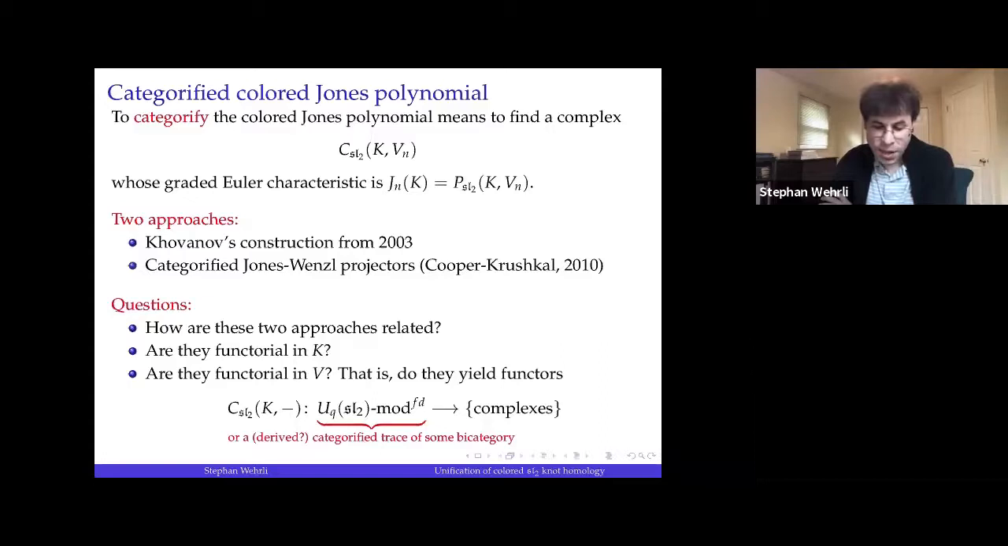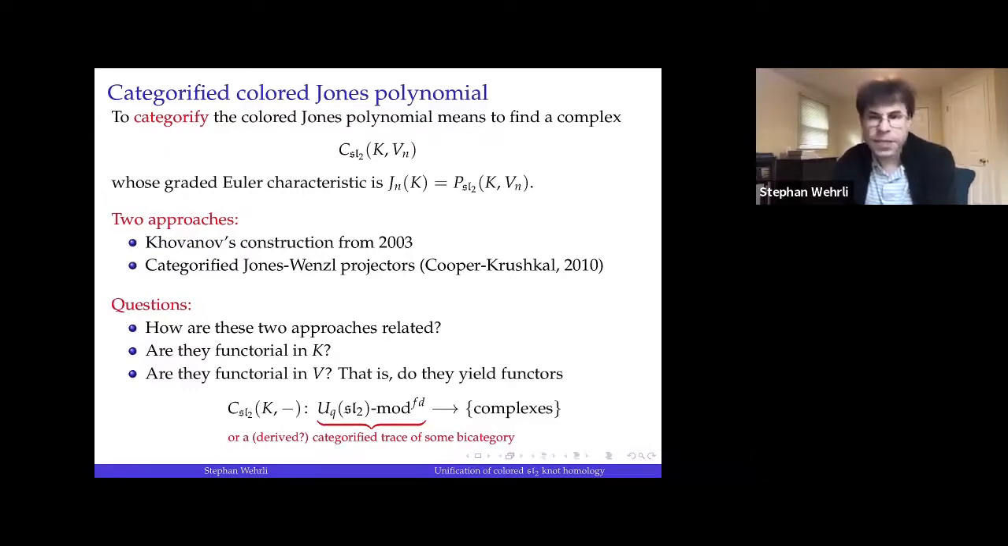And in this talk, I want to discuss two such categorifications. So one is a construction due to Kavanagh from 2003. I will say more about this construction later. And then the second construction is the Cooper-Kruskal construction. So what they did is they actually categorified the Jones-Wenzel idempotents.